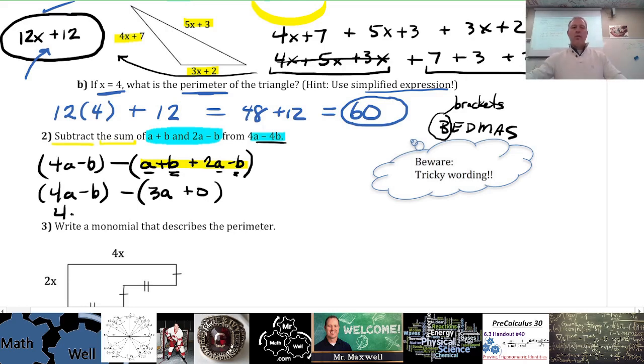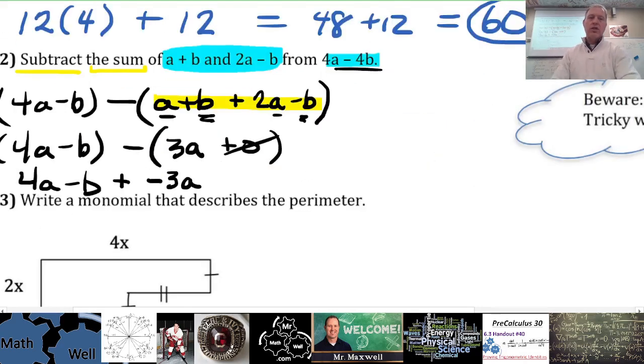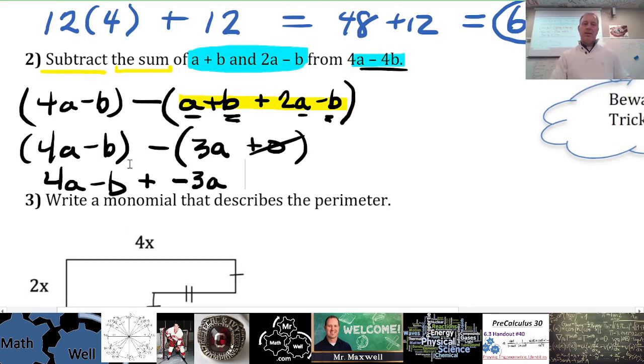So I'm going to go 4a minus b, drop those brackets. I'm going to change this to adding, and I'm going to add the opposite of what I see in here. That's going to be a negative 3a. And you don't have to worry about the 0. Okay. Now this looks a little funny, so we probably shouldn't write this like this, right? This is the part that's a little confusing. So if I'm adding a negative, that's just the same as subtracting, okay?